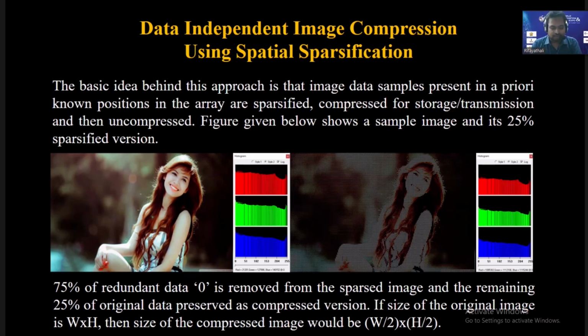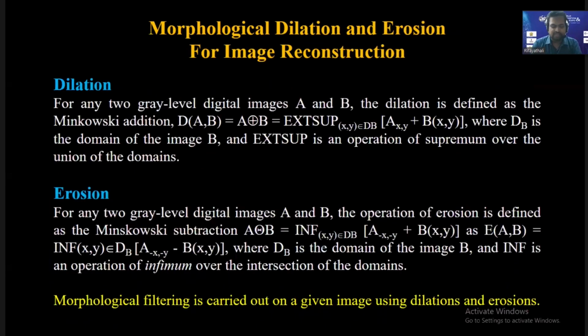If the size of the original image is W by H, then the size of the compressed image would be W/2 by H/2. Now the question arises, how do we reconstruct the original image from the compressed image? We provide here a novel technique called morphological dilation and erosion for image reconstruction.